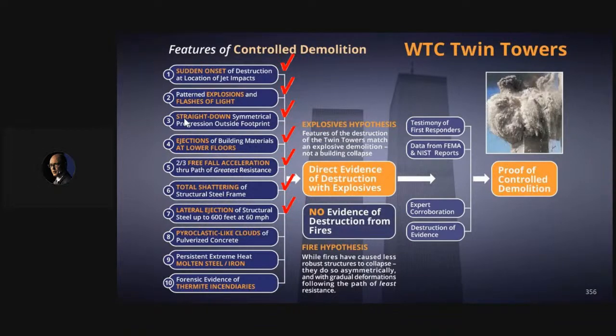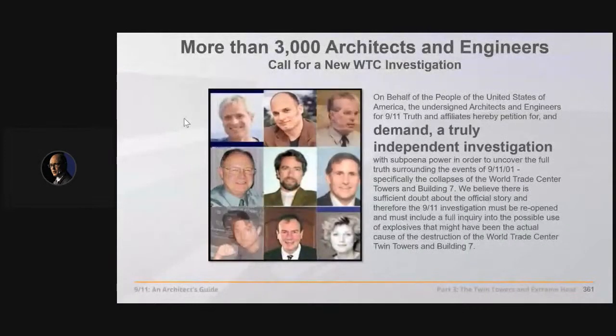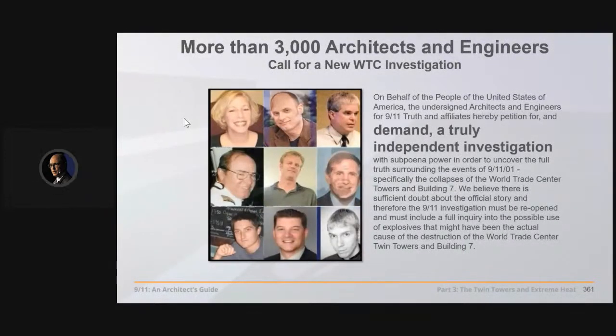Along with last week, features 1 through 7. These are direct evidence of destruction with explosives. Fire doesn't create these features, any of them, let alone all of them. It is jet fuel, by the way. And with additional circumstantial corroborative testimony that we've been showing, this is proof of controlled demolition to 3,000 architects and engineers, and we're asking you to join them.